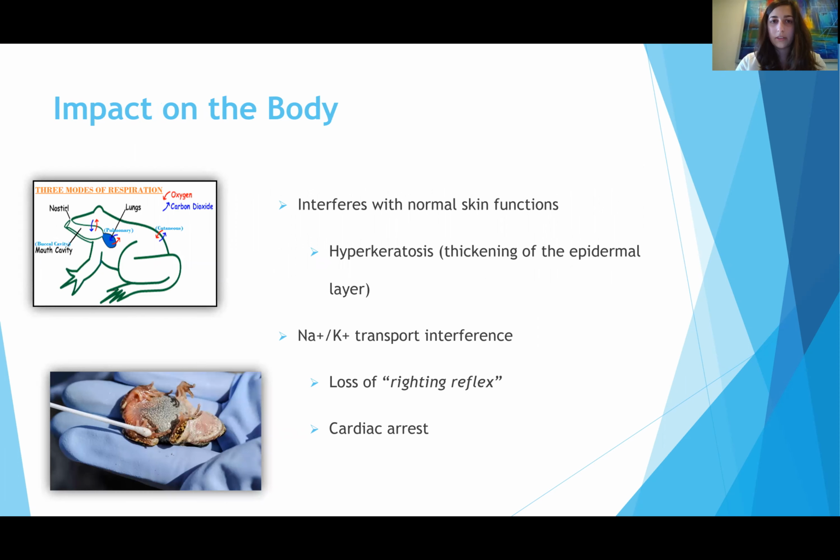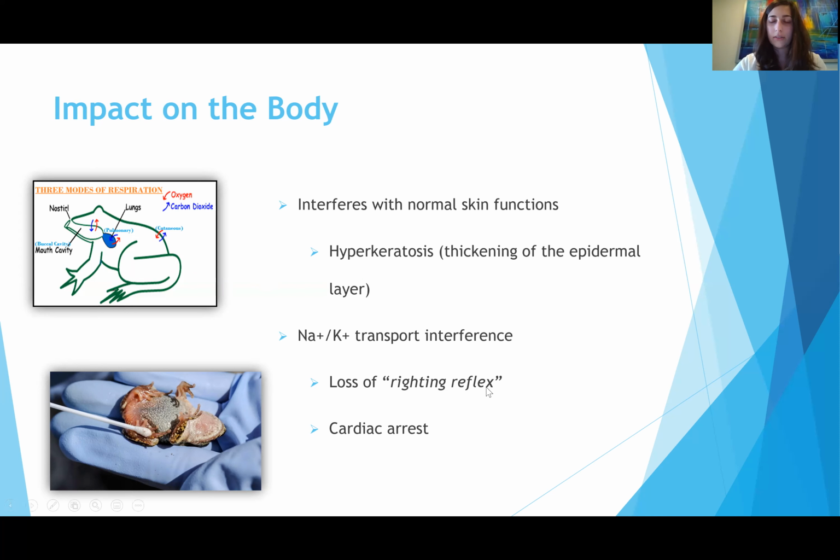So BD's impact on the body, the main takeaway from this is that it interferes with normal skin functions. The skin is one of the three modes of respiration for frogs. So when BD causes hyperkeratosis, which is the thickening of the epidermal layer, as you see on the belly of this frog here, it prevents proper breathing from occurring. In addition, it also interferes with sodium-potassium transport. This interferes with the nervous system in general of the frog.